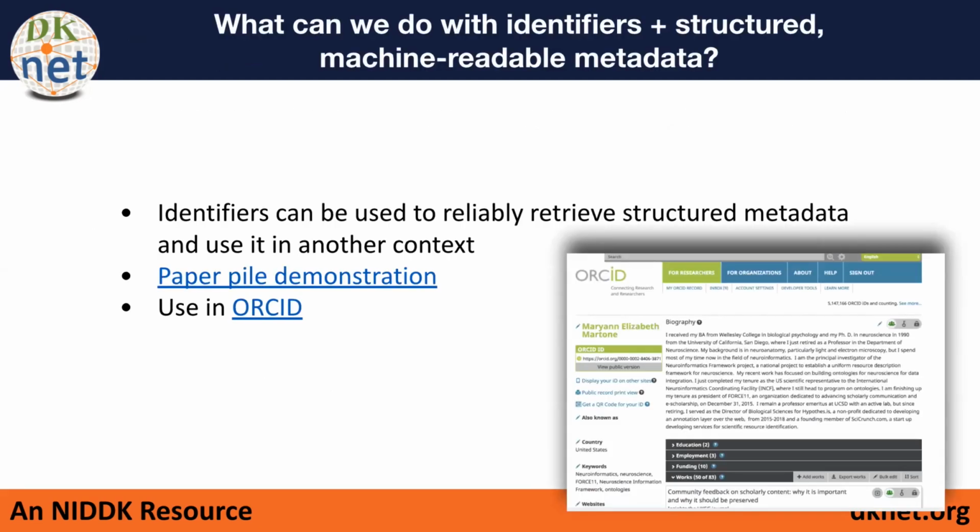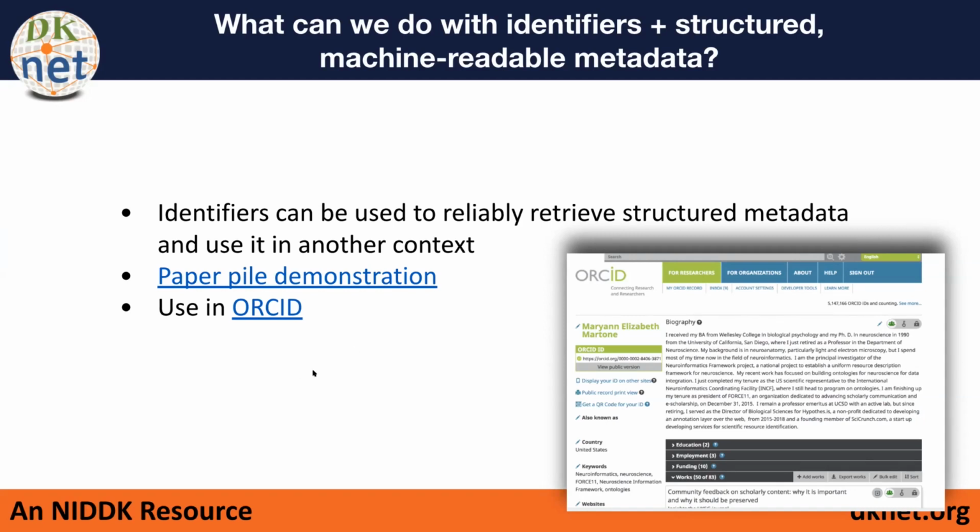So why is there this emphasis about being able to retrieve this data using an identifier? That's because identifiers can then be used to reliably retrieve structured metadata and use it in another context. One of the best examples of this is reference managers, okay? Because if you look at an article, there's a little database behind it that has tags, and it says this is an author name, and this is a title, and this is a publication year. So it gives a little context to what you're seeing inside of an article.